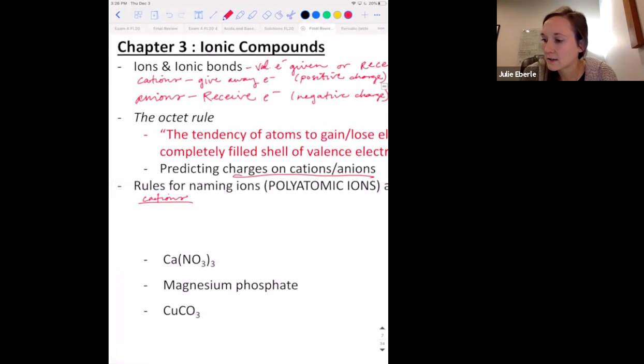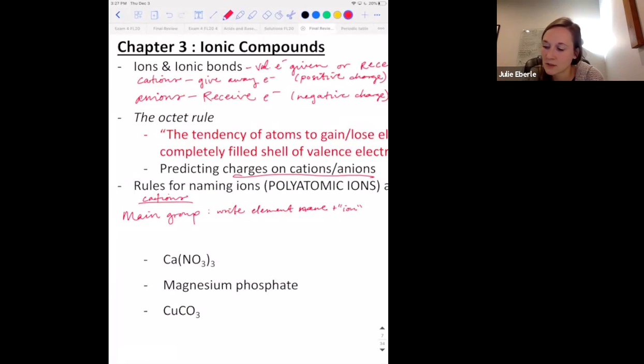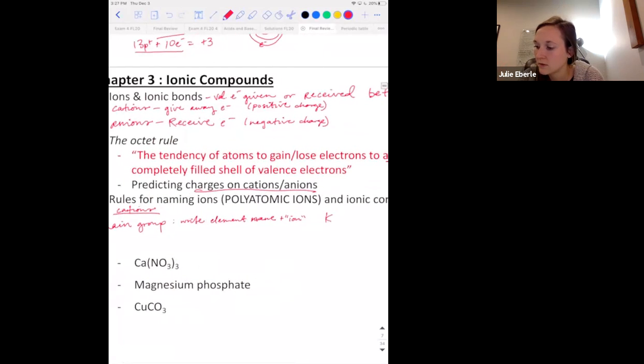So cations, if you are a main group cation, you simply write the element name and then you add the word ion. So for example, if you have potassium, that's a main group, you would just write potassium ion. You would call that potassium ion.